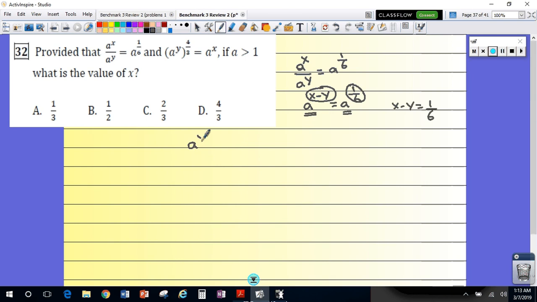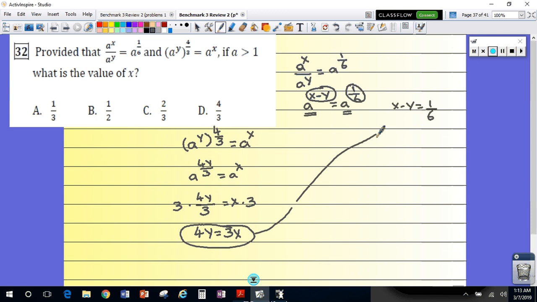The other one is a to the exponent y whole to the exponent 4 over 3 equals a to the exponent x. So we multiply these powers, right? That is a to the exponent 4y over 3 equals a to the exponent x. So that is 4y divided by 3 equals x. So multiply both sides by 3, you get 4y equals 3x.